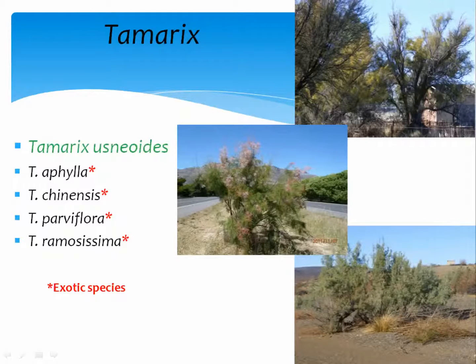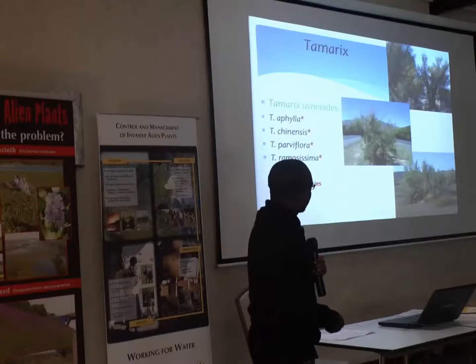Tamarisks are tall trees, and sometimes shrubs. Here we've got a picture of one of the Tamarix ramosissima that I sampled in the Free State, and here is a picture of Tamarix ramosissima in Cape Town. Then we've got a Tamarix usneoides in the Northern Cape. In South Africa, we've got 5 species that have been reported, of which only one is indigenous.